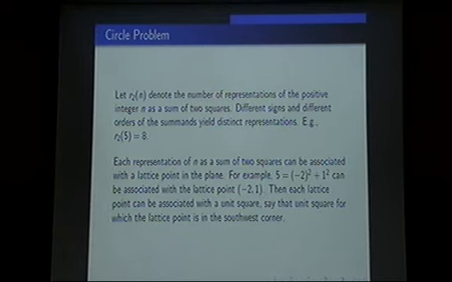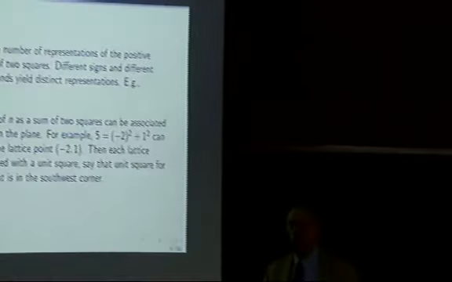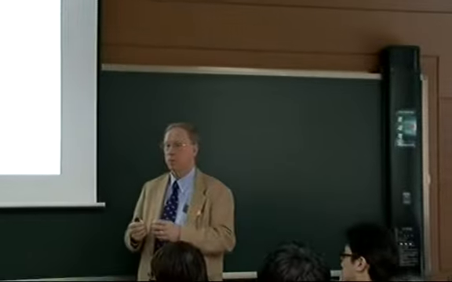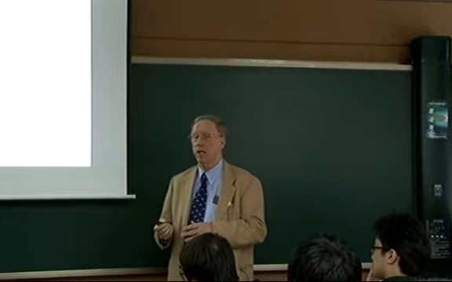And then with each lattice point, we can associate a unit square. It doesn't make any difference which of the 4 squares we take for a particular lattice point, but we should be consistent. So we'll take the squares such that the lattice point is in the southwest corner. Then the sum of R2 of n over all n less than or equal to x is numerically the same as the sum of the areas of these unit squares attached to these lattice points in a circle of radius square root x.